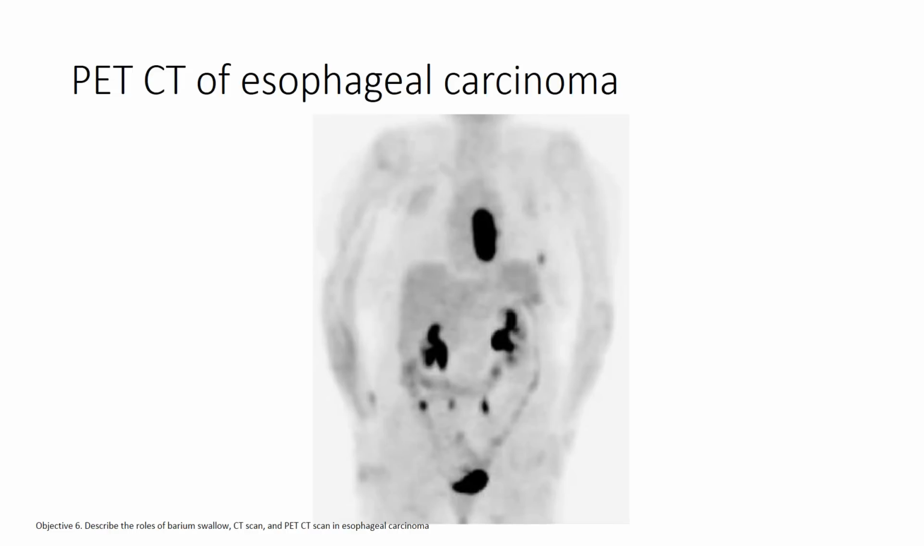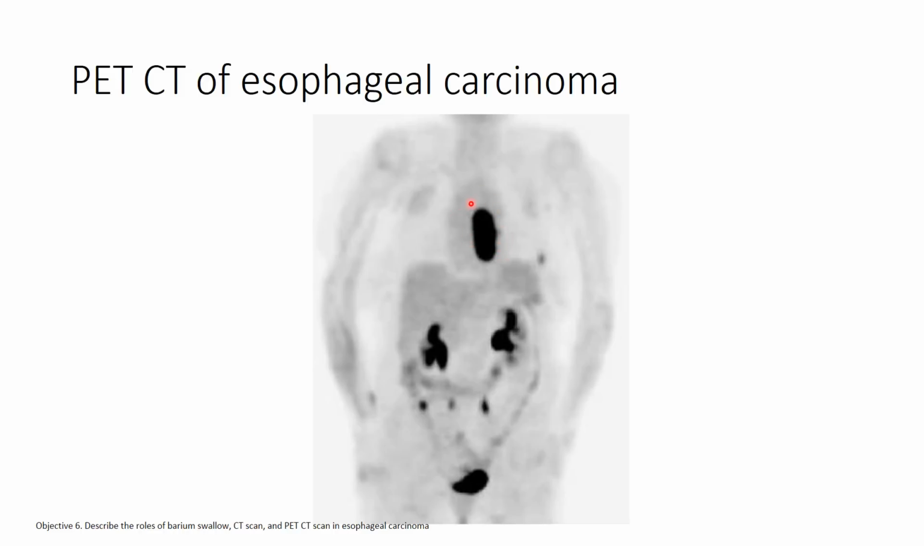PET-CT of esophageal carcinoma is also very useful. Not so much for initial diagnosis. It could be used for that, but it's not efficient. It's a very expensive study, so we tend to use this more for staging. And again, esophageal carcinoma, particularly squamous cell esophageal carcinoma, but adenocarcinoma as well, is very hypermetabolic, so it's very visible on our PET scan. And we look for periesophageal hypermetabolic lymph nodes.